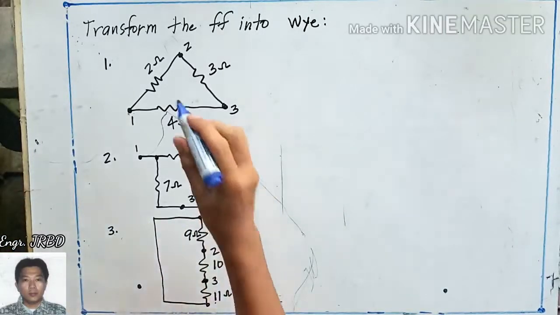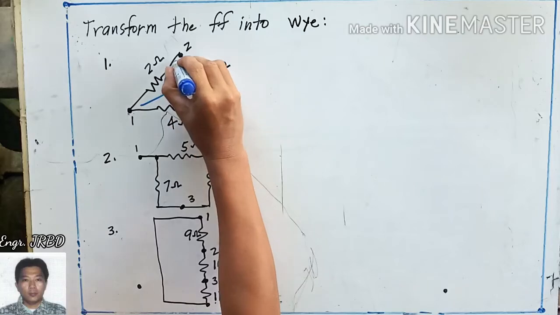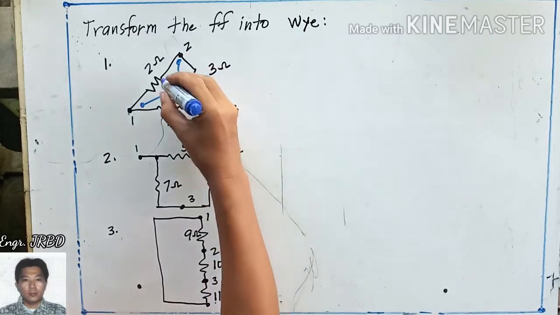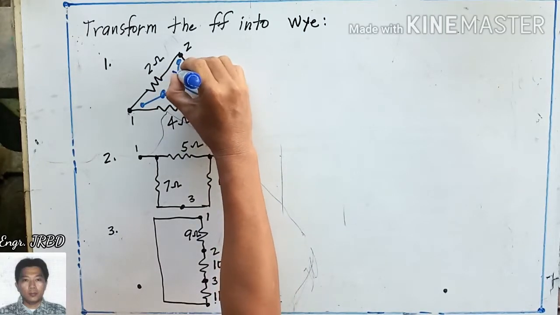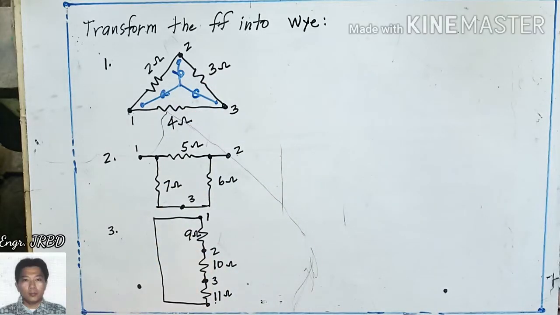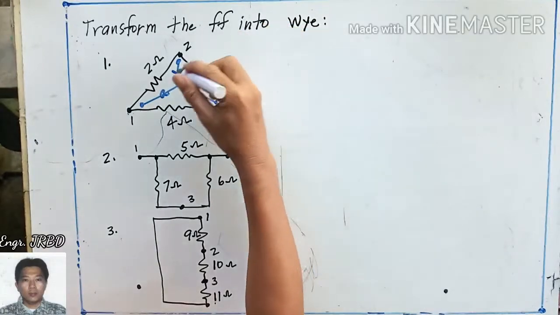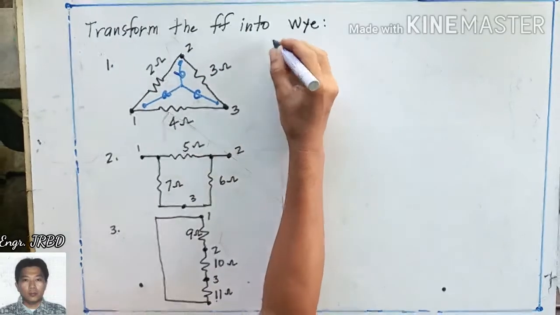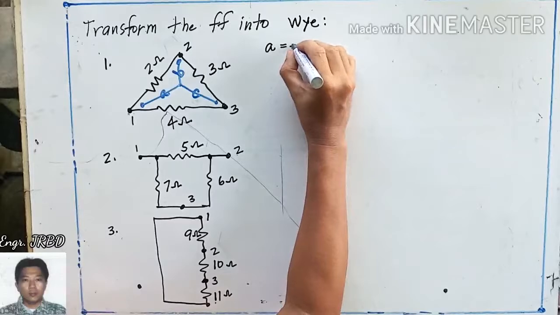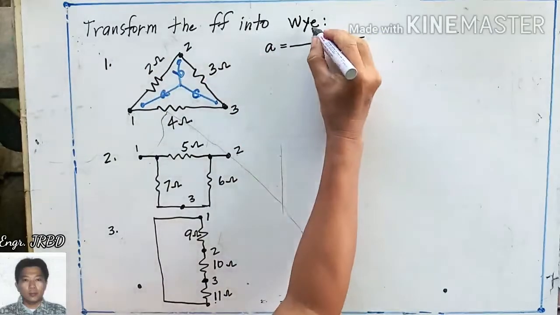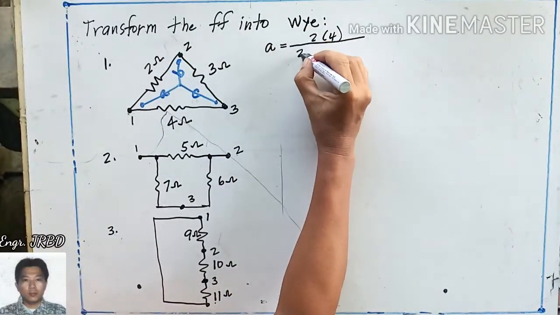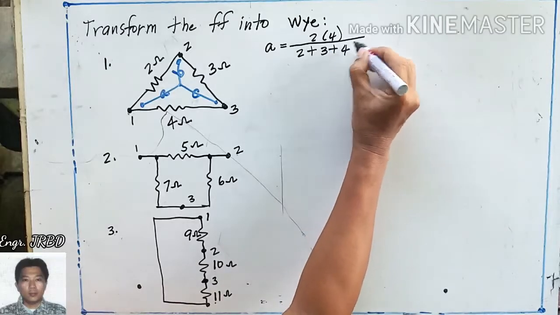Okay, in the first problem, the transformed circuit is this. This is your A. We have your B and C. For delta to Y transformation, try to recall the rule. For delta to Y, the Y connected leg is equal to the product of the two adjacent legs divided by the sum. So A is equivalent to the product of the two adjacent legs, that is 2 times 4, divided by the sum of the delta connected resistances, so it is 2 plus 3 plus 4.